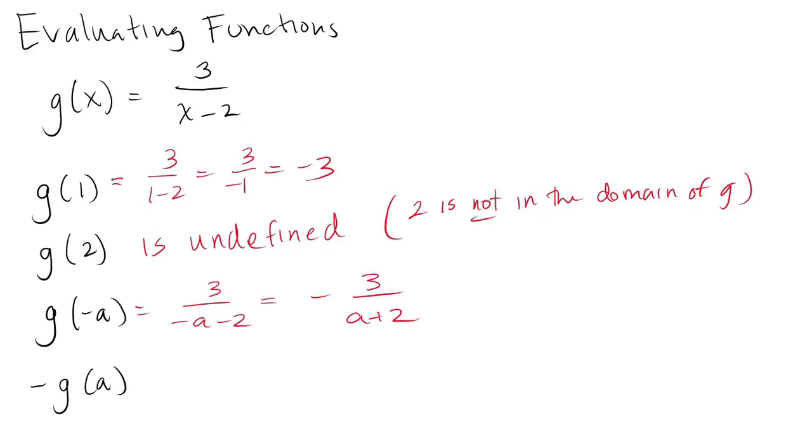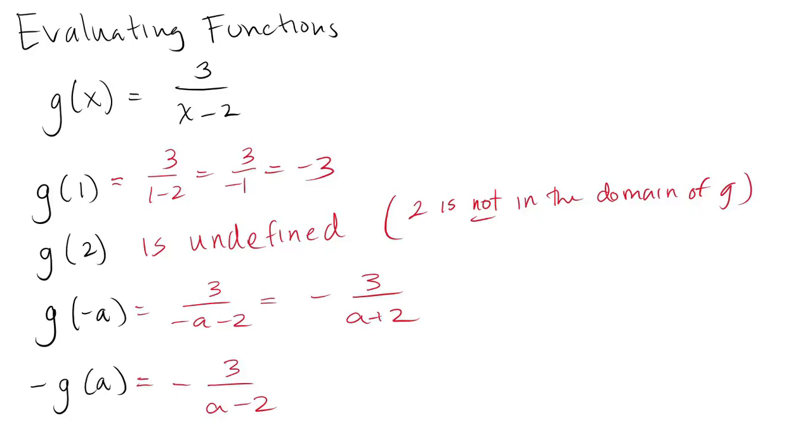I only do that to compare that with the answer to the next one. This says find the negation of g of a. This doesn't say plug the negation of a in for x. This says plug a in for x and then negate the entire expression. Notice that that's not equal to what we started with.